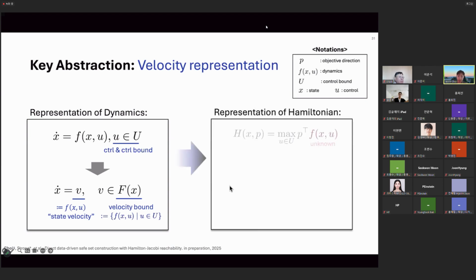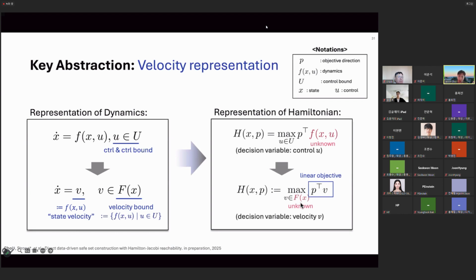When we make such an abstraction, our Hamiltonian can also change to this form, where F is replaced with V. But the nice thing now is that we have a linear objective function for our optimization problem. The unknown nonlinear objective function, which was F, is now going underneath our decision domain, which is the large F here, the velocity bound. So basically what I did is change the decision variable of our optimization from the control variable to this state velocity variable.